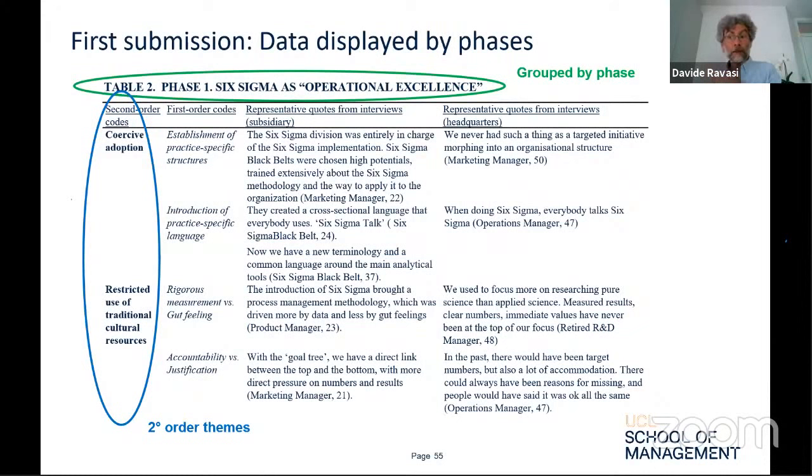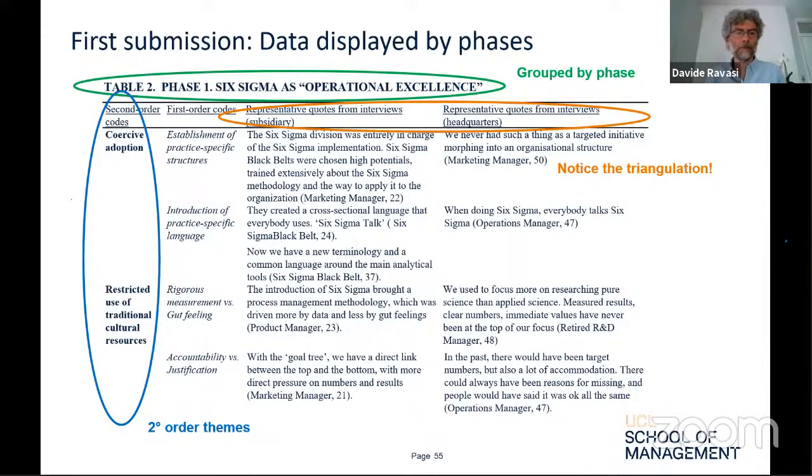Important, this is the triangulation. We were having quotes from interviews, quotes from the subsidiary, quotes from headquarters, showing how there was robust evidence from headquarters at 3M, and the subsidiary that we studied in more depth, supporting each element of the code. This is triangulation.